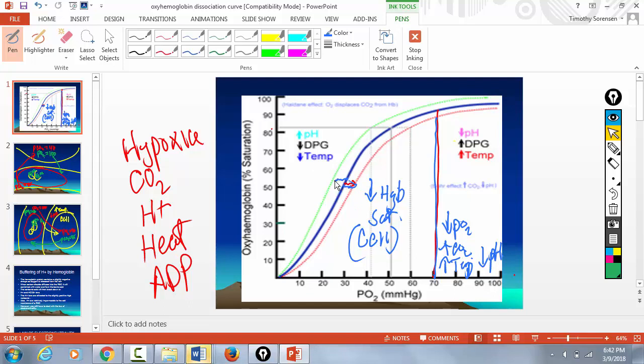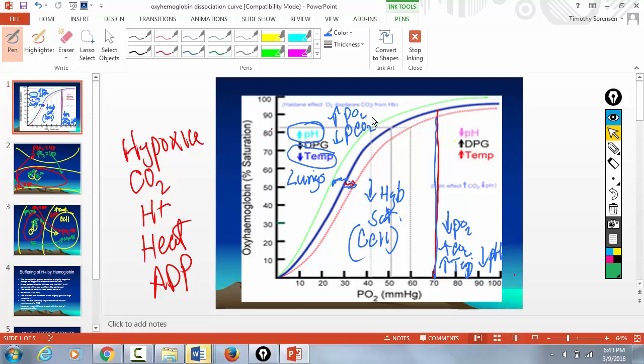Watch. A shift to the left means that all over your body you have conditions that are similar to those found in the lungs. What do you find in the lungs? You find a lower temperature, a higher pH, a higher PO2, and a lower PCO2. And all this is telling you is if the curve shifts to the left, oxygen will bind to the iron on hemoglobin, but when it gets down to the cell, it won't let go.